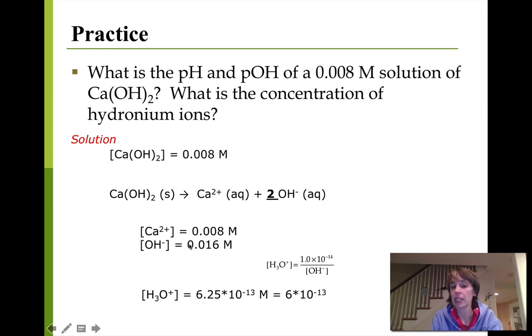Just looking at these orders of magnitude, this is going to give us a fairly low number, probably between 1 and 2. Then this power of 10, 10 to the negative 13th, is going to give us a higher number, somewhere between 12 and 13, I believe. So those two, the pH and the pOH, should add up to 14.